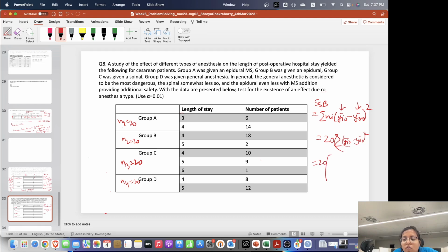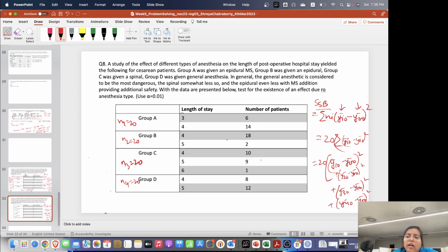That is 20 into y1 naught bar minus y naught naught bar whole square plus y2 naught bar minus y naught naught bar whole square plus y3 naught bar minus y naught naught bar whole square plus y4 naught bar minus y naught naught bar whole square. Is it clear how we are getting SSB?